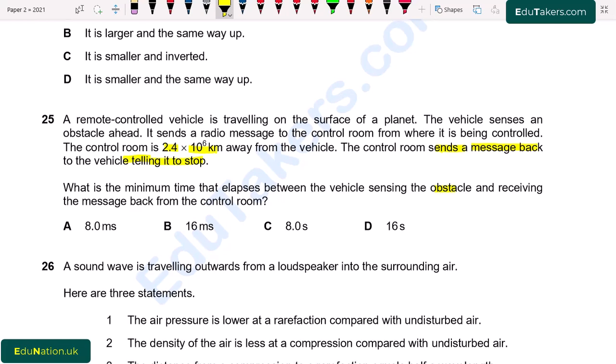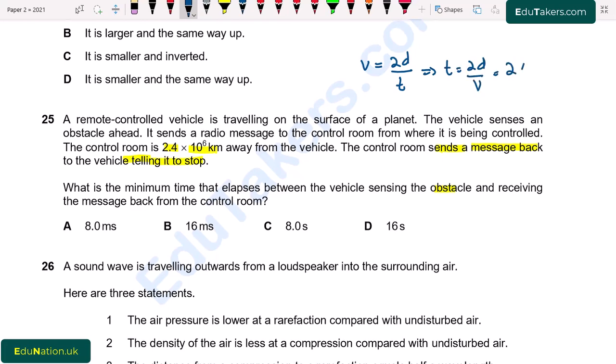What is the minimum time that elapses between the vehicle sensing the obstacle and receiving the message back from the control room? So here basically we have to find out the minimum value of the time. We can see here first of all, when the vehicle senses the obstacle, then it sends the radio message and then receives. It means that there will be double the distance. We can simply say that there will be the process of echo. So when there is the phenomenon of echo, I write that speed is equal to 2d over t. From here we have to find the value of time. It will be equal to 2d over v.